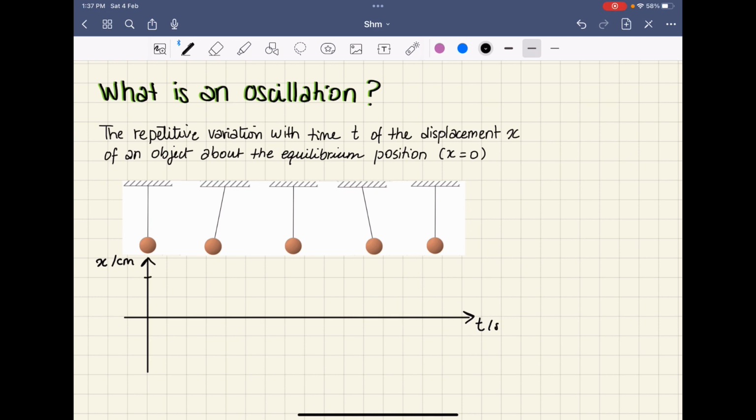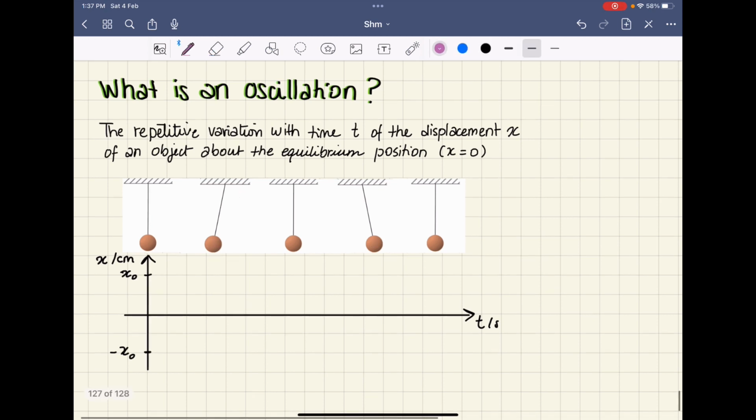We will have the maximum displacement on both sides, so we will have x0 and minus x0. Let's try to draw the variation. This is the equilibrium position. Let's take red. So that's the equilibrium position. This is the point where we started the pendulum.